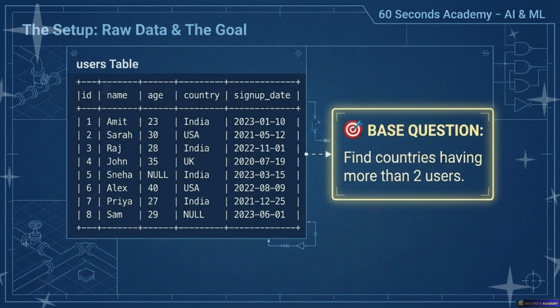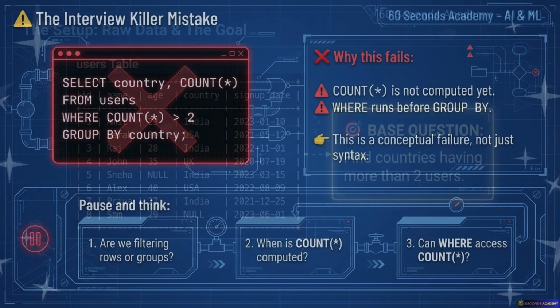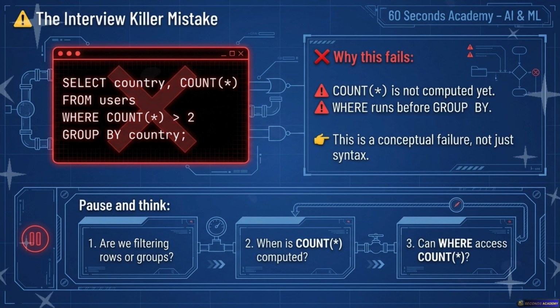For sure. So here's the anchor problem we are tackling today, based on that data set. Find countries having more than 2 users. Okay, good one. If you're listening right now, map this out in your head before we give the answer. Pause and think about how you will solve this interview coding question. Are we filtering rows or are we filtering groups? And ask yourself, when is count star actually computed by the system? Can the where clause even access that count star?